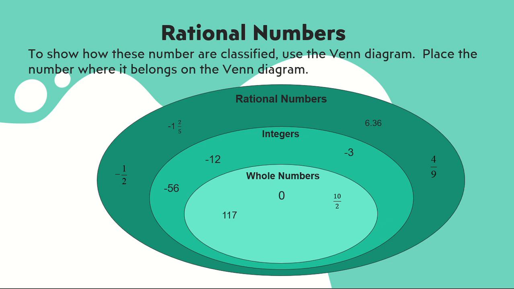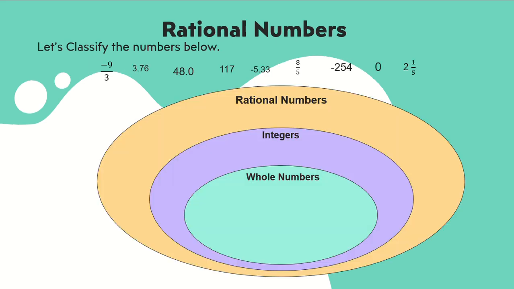Here's an example of how rational numbers are classified. Pay close attention to negatives and positives, and whether they have fractions or decimals, because that is how we classify. Let's look at an example together. Let's classify the numbers below. A negative 9 divided by 3. If I go 9 divided by 3, that gives me 3, and then make sure we carry our sign, so that would be a negative 3.